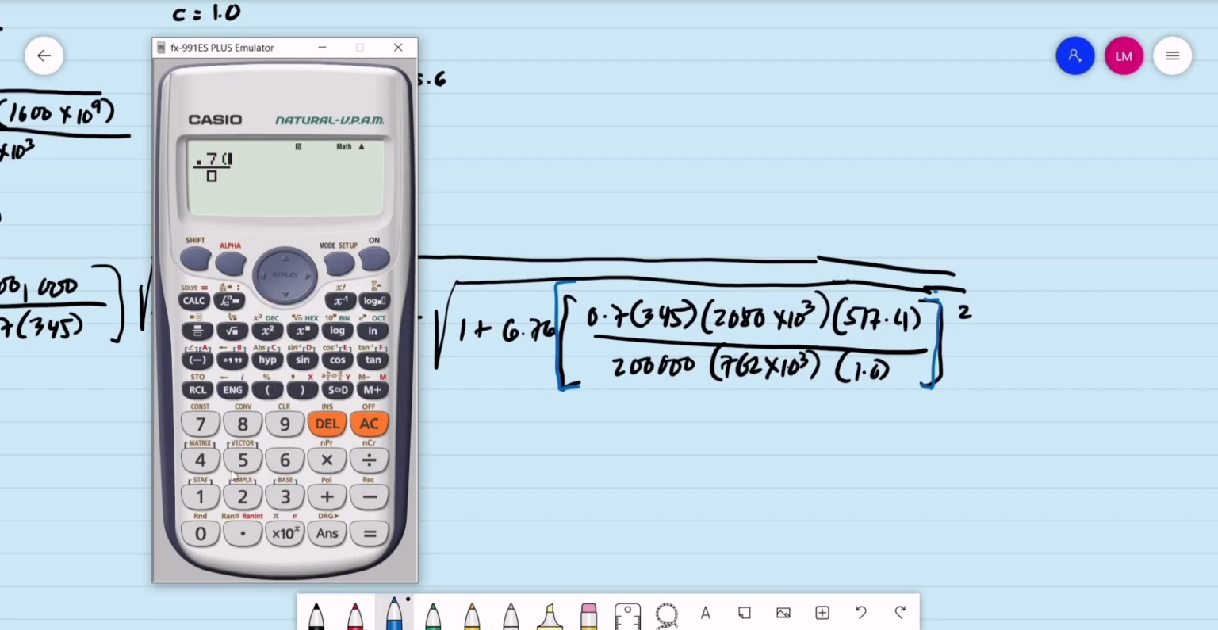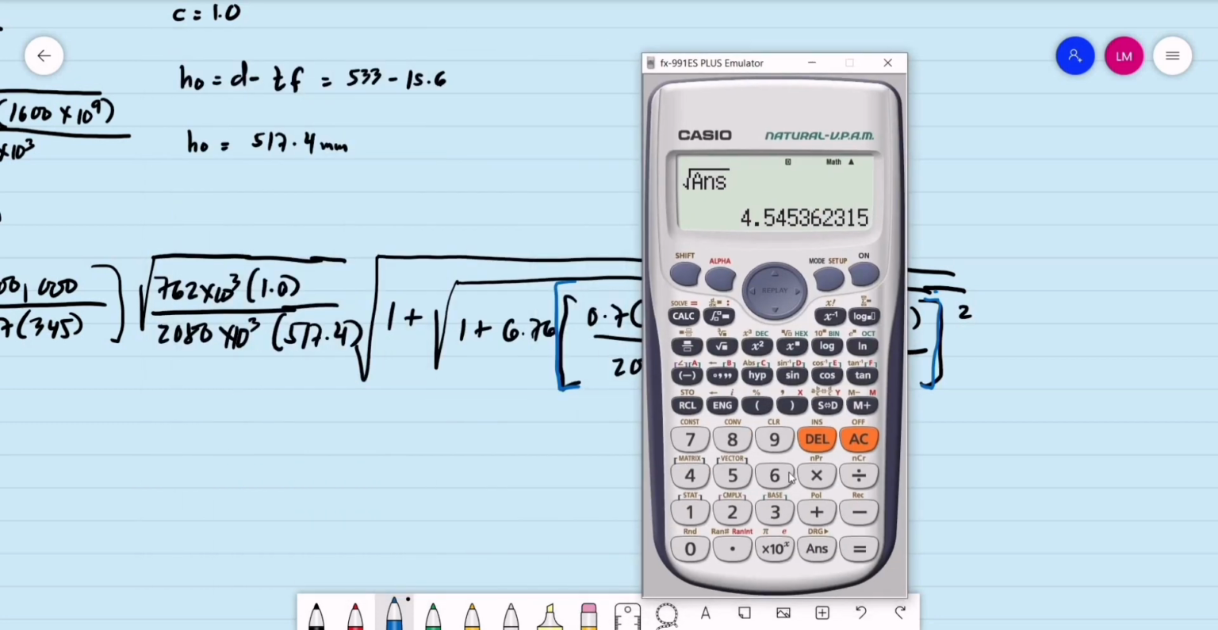Okay, this is 0.7 of 345. Okay, then 2080 times 10 raised to 3. Then 517.4. Then to be divided by 200,000. Then 762. Okay, this quantity will be squared. Okay, then multiplied by 6.76. Okay, then plus 1. Okay, and then square root. Okay, then plus 1 again. And then square root again.